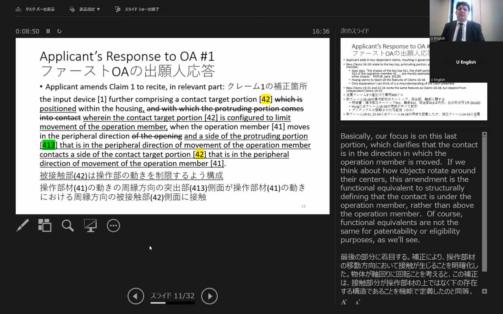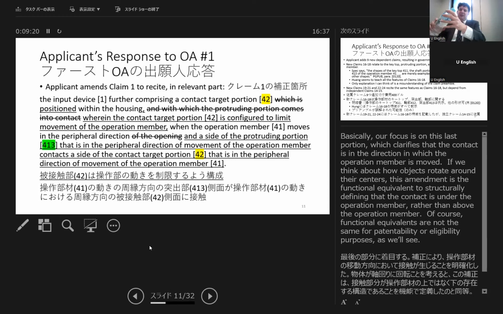If we think about how objects rotate around their centers, though, this amendment is the functional equivalent to structurally defining that the contact is under the operation member rather than above it, right? So if we think about something moving like this, if it contacts on the right, it's going to be on the upper side. If it contacts on the left, it's going to be on the lower side.